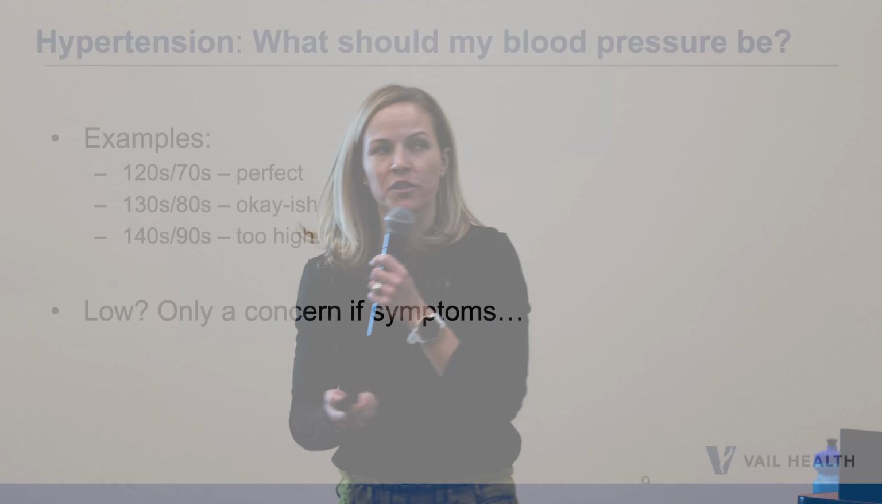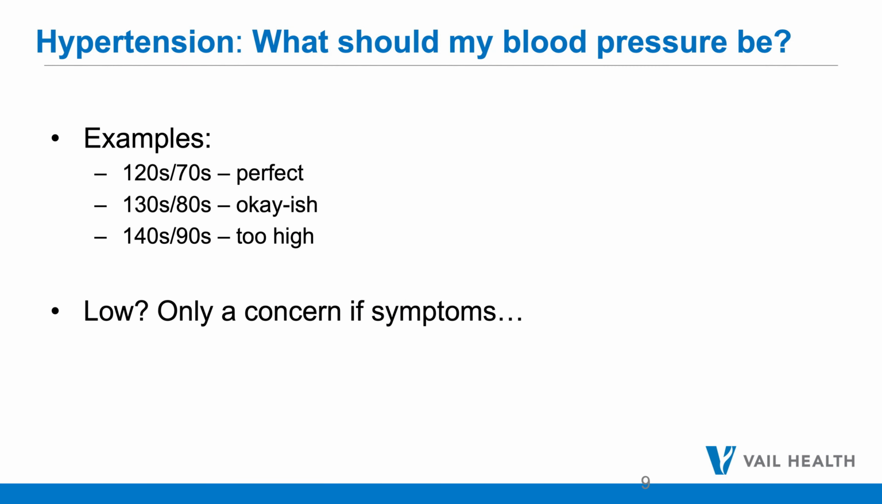What should my blood pressure be? I get this question a lot too. 120s over 70s is probably perfect for most people. The one caveat is that sometimes as we age, I'm talking 80s, 90s plus, we tend to ease up on this a little bit, because we care a little less about tight blood pressure control, and we do worry if your blood pressure is too low. So we don't want to be driving you down too low.